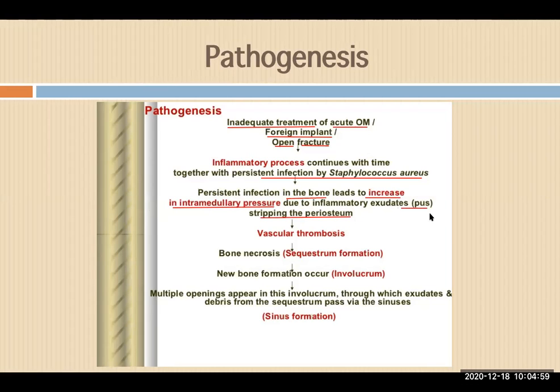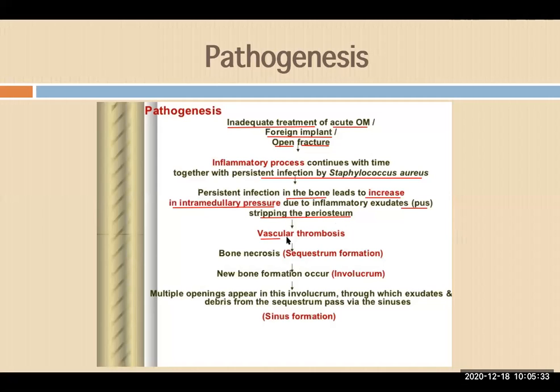Now, what is happening here? There is an area of infection, and in that area there is increased pressure development because of the pus formation, or in the initial period exudation. That will cause increased pressure everywhere in the surrounding area. Now, what will happen? The pus may move towards the periosteum and elevate the periosteum from the surface. This is called stripping the periosteum. This is a very important part of the pathogenesis.